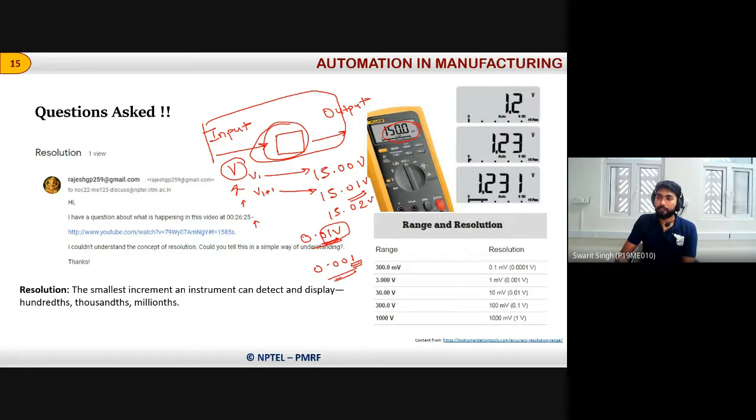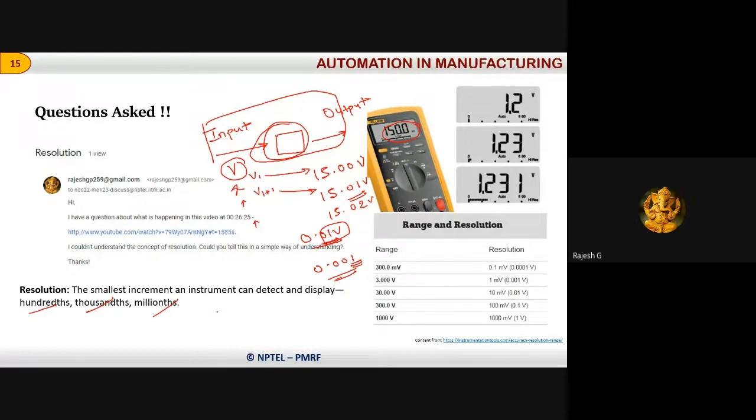This resolution changes as you use more precise components to build the instrument. So it can detect from hundredths of a division to thousandths of a division, and then to millionths of a division, right?